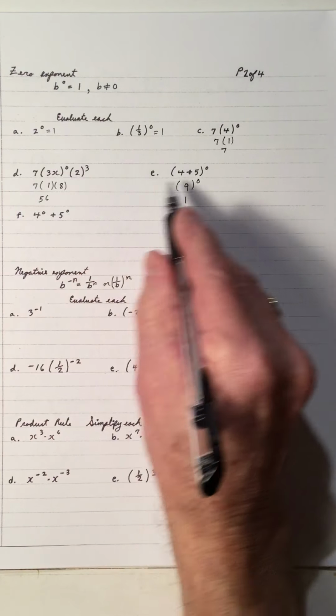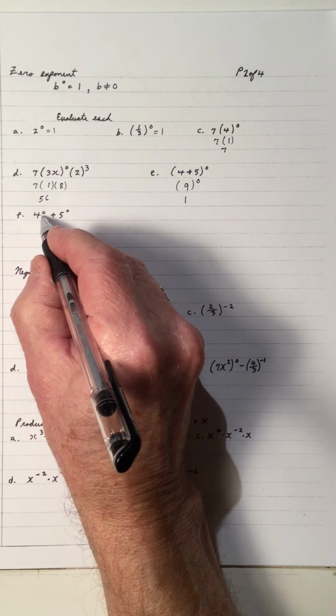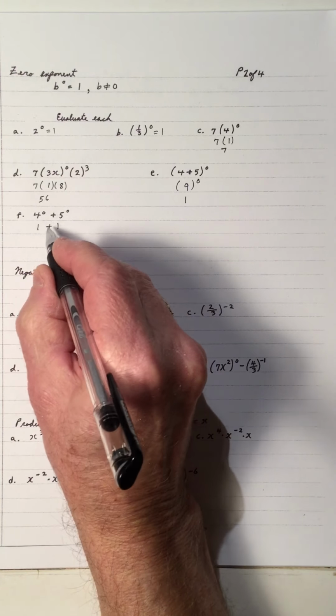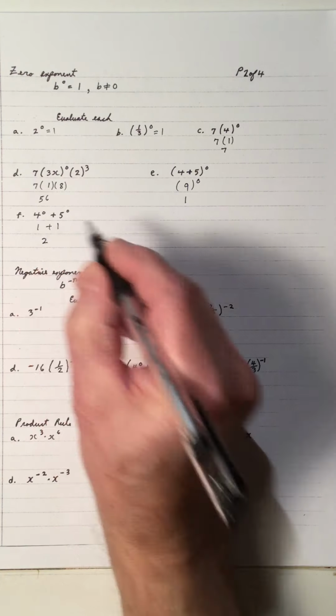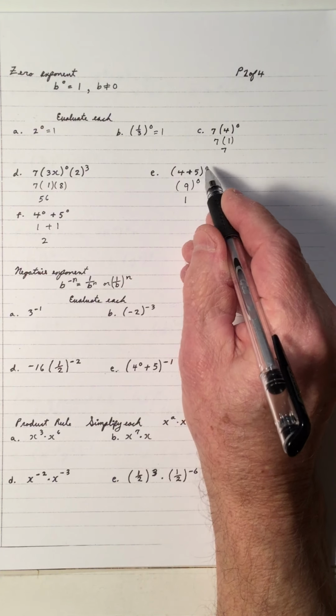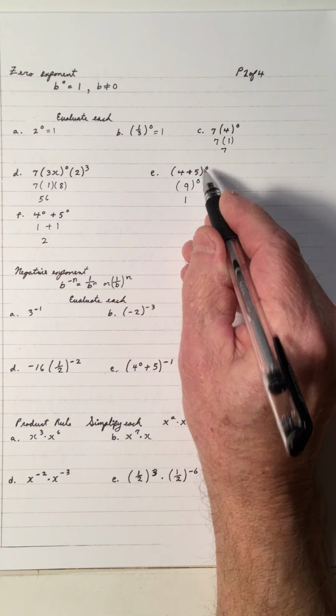Notice right here, similar to this one, but we have 4 to the 0, which is 1, plus 5 to the 0, which is 1, and 1 plus 1 is 2. So notice we have to do the inside of this bracket first, and then do the 0 power. Here we have to do the 0 power on each, and then work it out to be a 2.